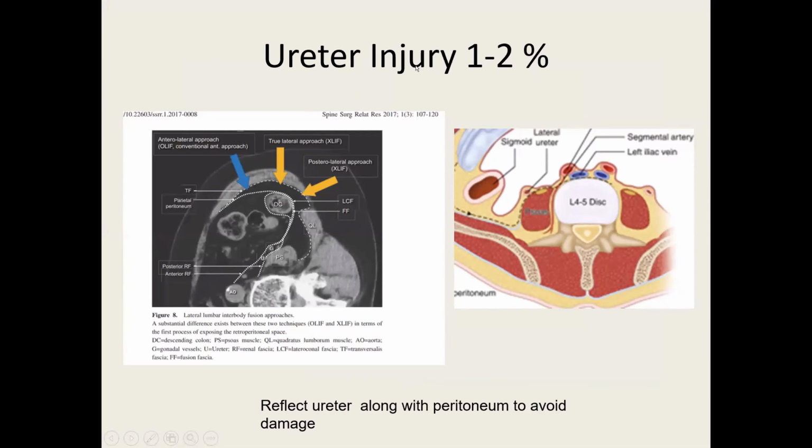Ureteral injury incidence is not very high. Usually it is detected post-operatively, not intraoperatively. Fortunately, the ureter is adherent to the peritoneum, and it remains within this slide. Dr. Srikanth also showed that it remains within the 2 fascia, anterior and posterior fascia of the renal fascia. So if one reflects the peritoneum, then normally one does not damage the ureter. If you don't look for the ureter, you will not damage it. If you look for the ureter, there is a chance of damage. So reflect the peritoneum along with the ureter, and the chances of ureteral damage will be less.